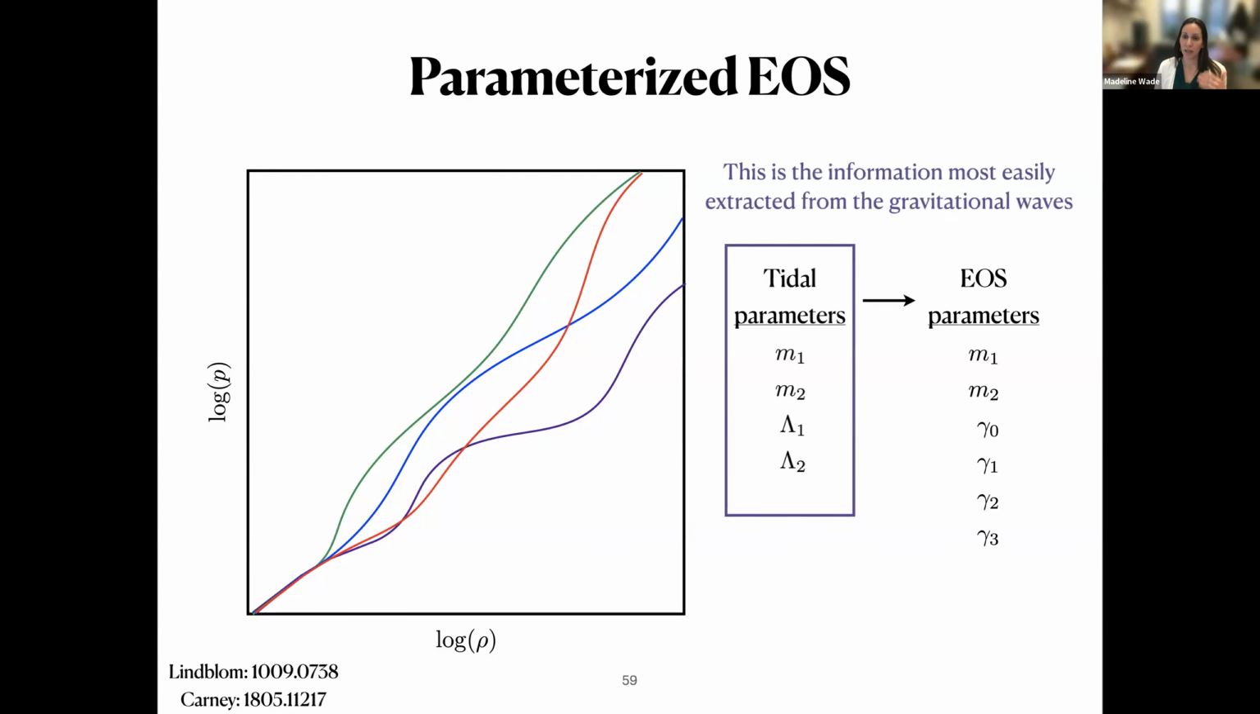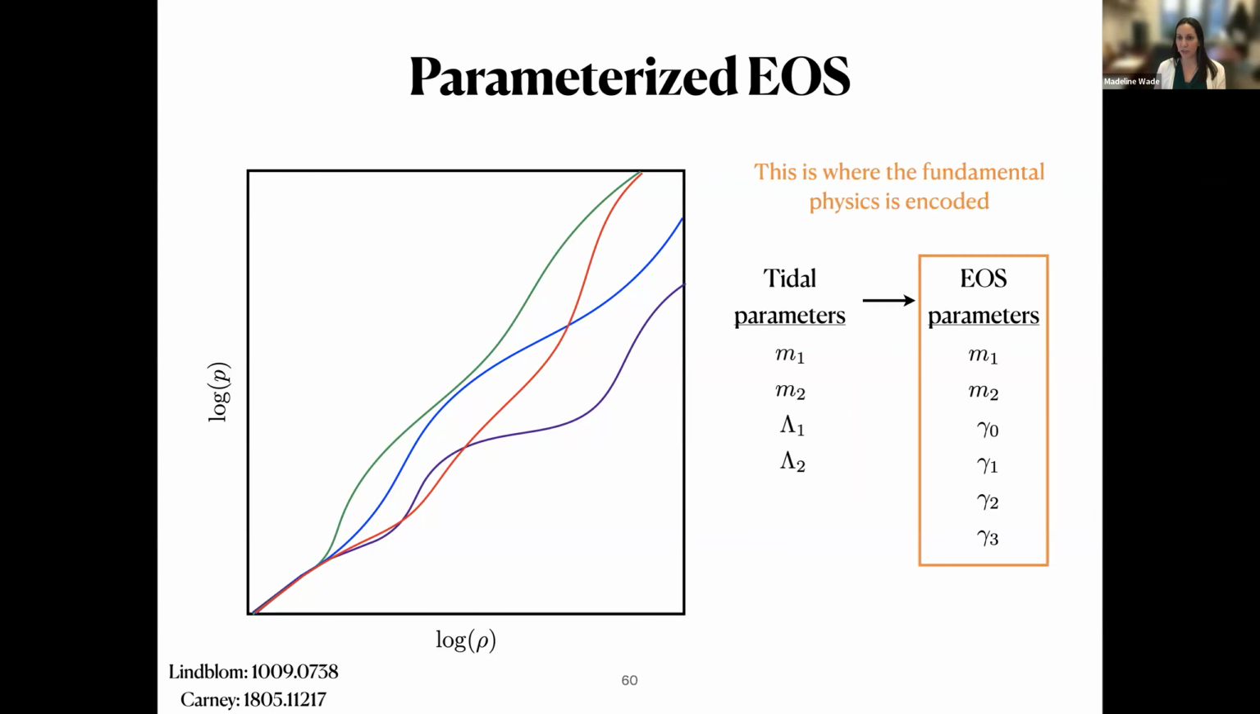Unfortunately, gravitational waves don't tell us about equation of state parameters directly. They tell us about how squishy the star was, how much it deformed, through parameters like the masses and the lambdas, these deformations. And what we actually want, to understand the fundamental physics, is the parameters that tell us how to draw this equation of state line through pressure and density space. And this is another place where we are using machine learning to help us do this mapping.